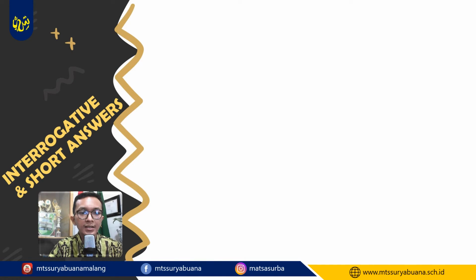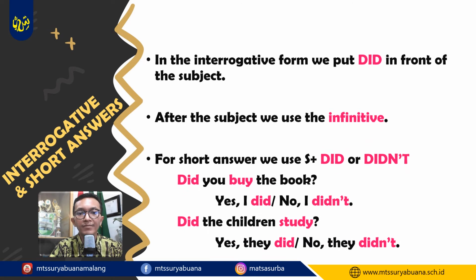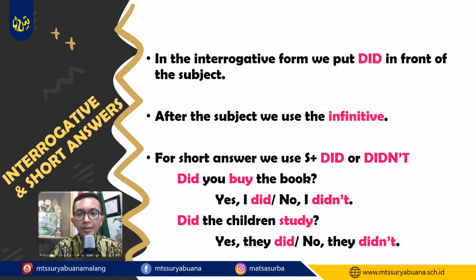Alright, the next type of sentence, the interrogative sentence, and how to provide short answers. In the interrogative form, we put did in front of the subject. This is the first rule. After the subject, we use the infinitive. So in conclusion, after you use did, don't forget to change the verb into the infinitive. And for a short answer, we use the subject plus did or didn't.